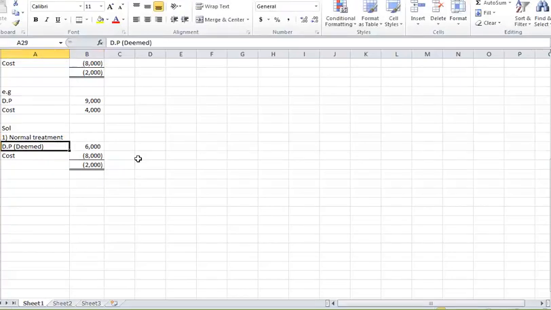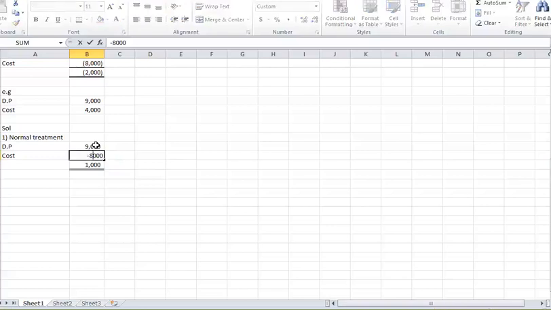So in this case, we don't need to assume the selling price. We will take the actual selling price. In this situation, the actual selling price is £9,000 and your actual cost is £4,000, and you have a capital gain of £5,000 as per normal calculation.